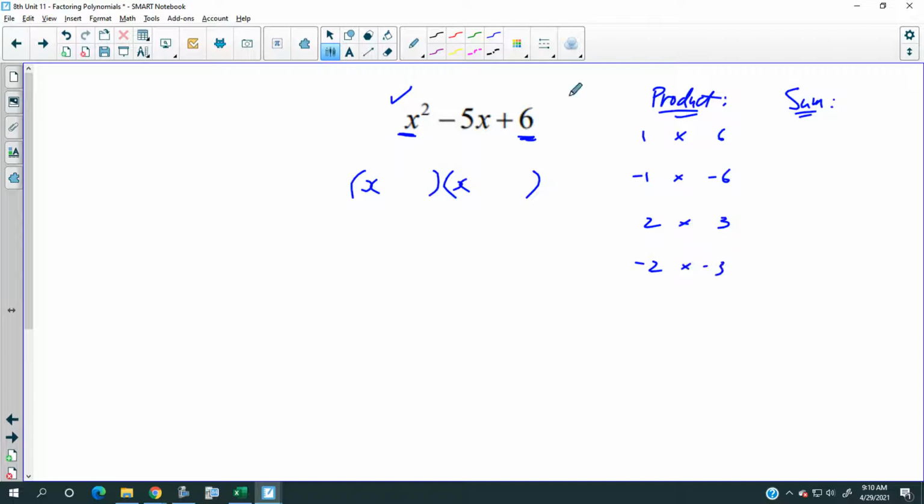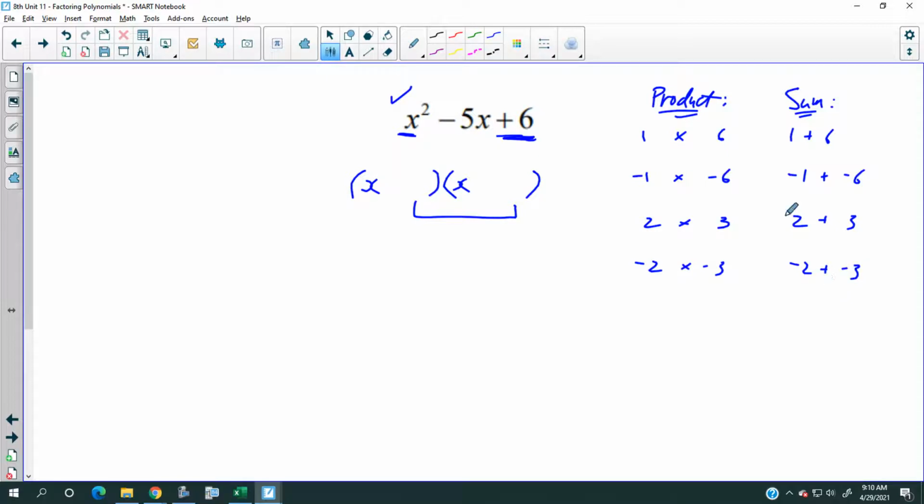Now, also, the sign actually matters because we need the sign at the end. If you multiply these two at the end, it matters what the sign is. So now, if we've got this list, let's see what the sums are. 1 plus 6 is 7. -1 plus -6 is -7. 2 plus 3 is 5. And -2 plus -3 is -5.